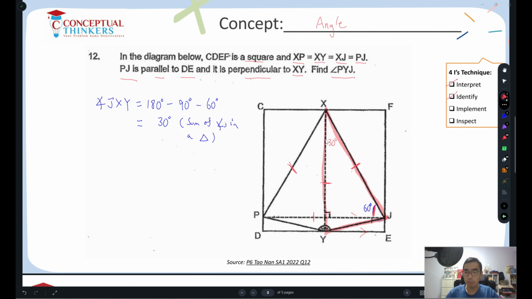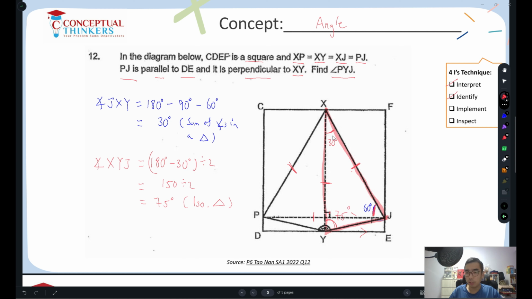Now with this angle as 30, we will be able to find this angle here. So angle XYJ will be 180 degree minus away our 30 degrees, then we divide by 2. So this will be 150 degree divided by 2, so I'm going to get 75 degree. The reason is because of the isosceles triangle. So this means that this part will be 75 degree.